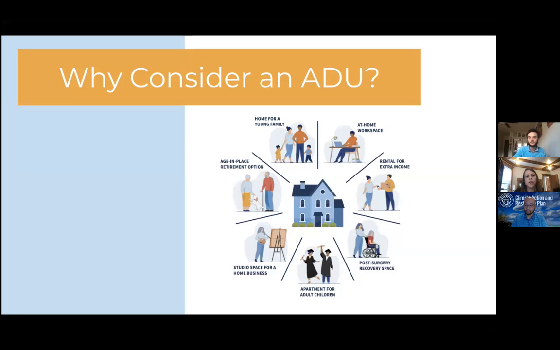ADUs are associated with a variety of common uses, even beyond what is depicted in this infographic here. But the most common types include spaces for intergenerational living, for downsizing, or for aging parents to be able to stay where they are. It's used for rental income, a home for family members like adult children, relatives with disabilities, and for your home business or your home office.